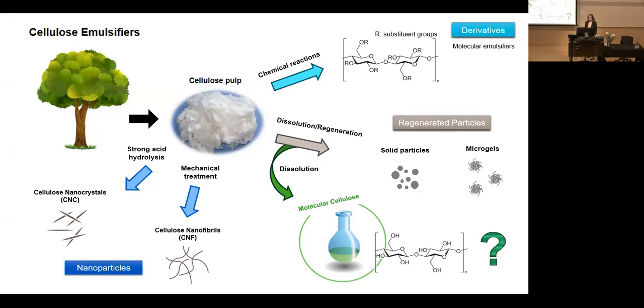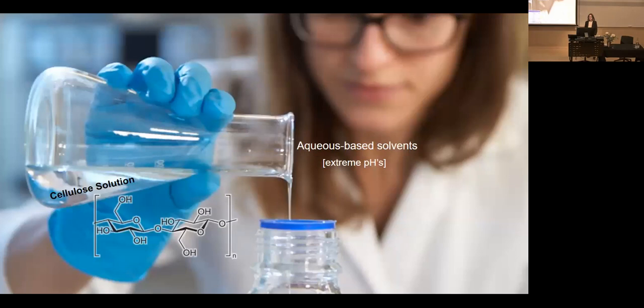But the big problem here is, of course, to dissolve cellulose. Cellulose does not dissolve in water, but we can dissolve it in aqueous media in both extreme pHs, as in alkaline media or acidic. This can be, of course, a limiting factor in life science applications, but this approach can be adapted to other applications where these extreme conditions do not pose a problem.